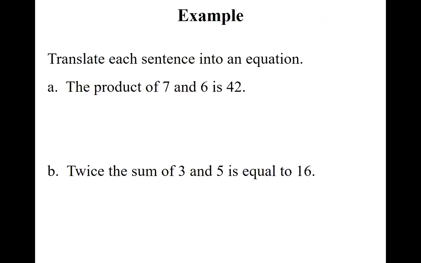So let's translate some sentences into equations, not expressions. These ones have equal signs. These are equations. The product of 7 and 6 is 42. The product is the multiplication of 7 and 6. 7 times 6 equals 42.